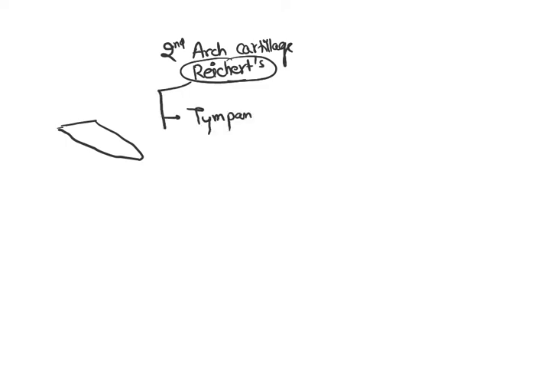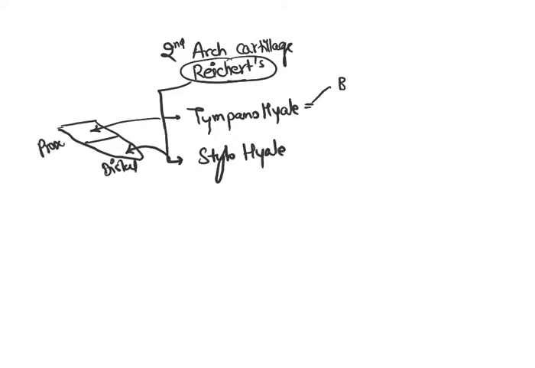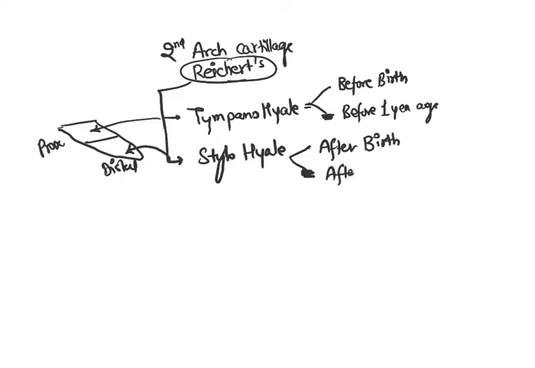This styloid process originates from the second branchial arch cartilage, and that cartilage's name is Reichert's cartilage. And this Reichert's cartilage forms two portions for the styloid process. One is the tympanohyal portion, which forms the proximal portion of this styloid process. Another one is the stylohyal portion, which forms the distal portion. So tympanohyal usually appears before birth, in intrauterine life, and it fuses to the tympanic bone before 1 year of age. And stylohyal appears after birth, and it fuses to the tympanohyal after puberty.